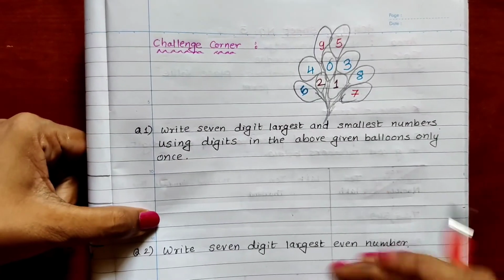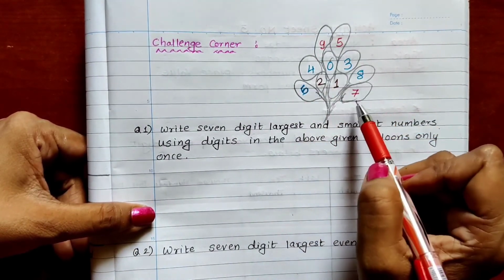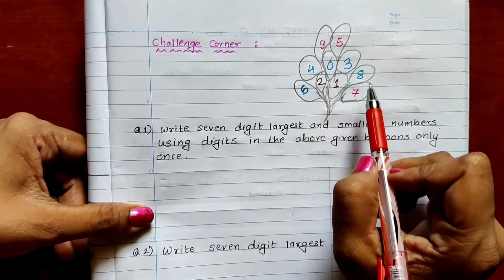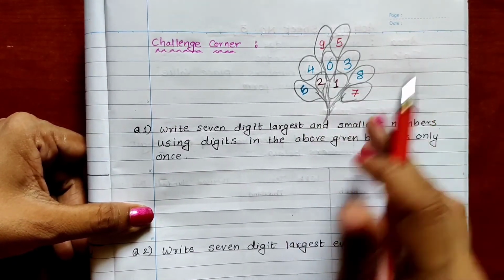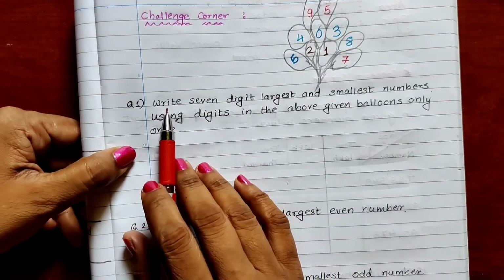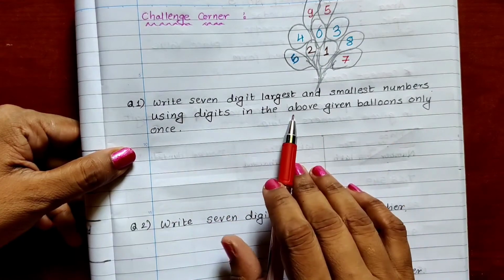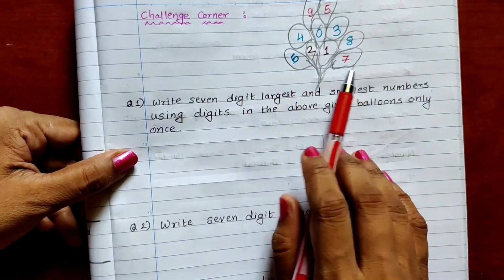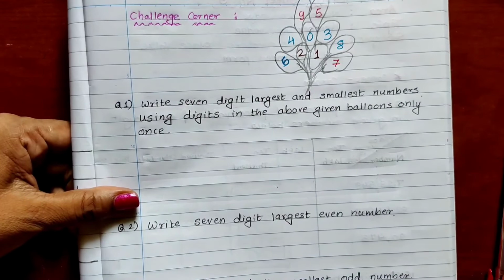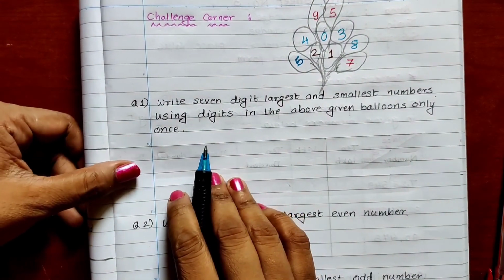In challenge corner, we have been given these balloons, and inside the balloons digits are written. From these balloons and these digits we have to write the answers to the questions given here. What is the question? Write the 7-digit largest and smallest number using the digits in the above balloons only once. We don't have to repeat a digit. So we have to write the largest 7-digit number and the smallest 7-digit number.